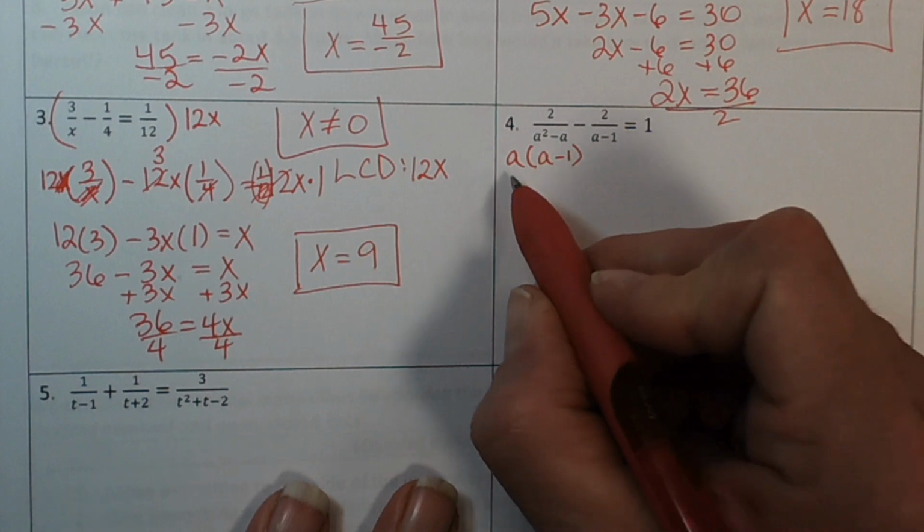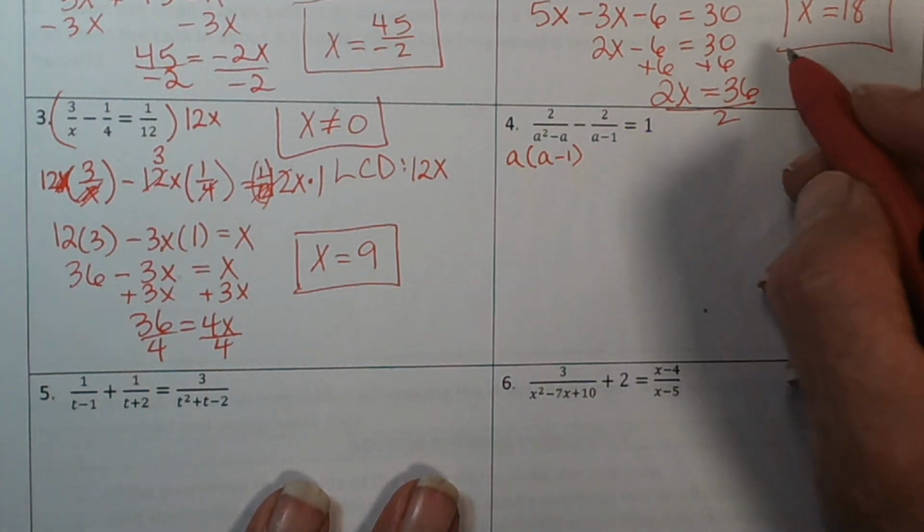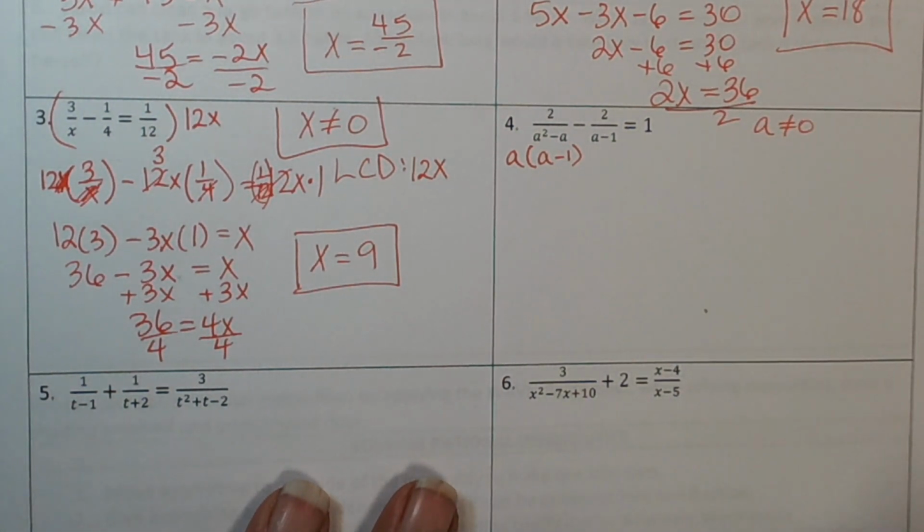Okay, so again, first thing I'm going to do is think about my restrictions. If there is a term with a variable in the denominator, we set it not equal to 0. So I have a not equal to 0. I don't really need to simplify that.